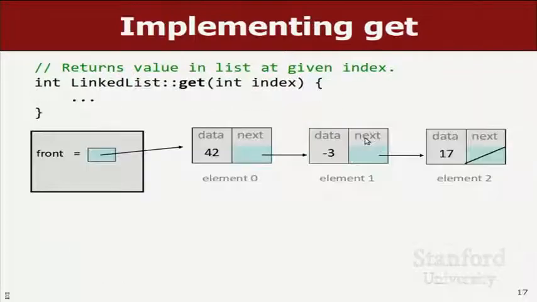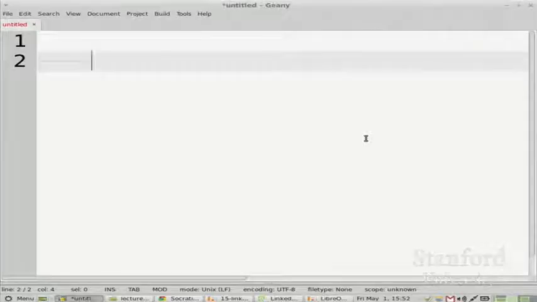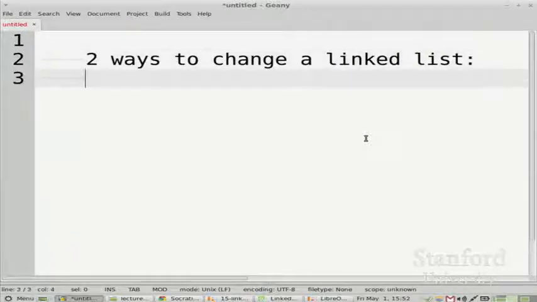Okay? And so this leads to, I don't remember whether this is on the slide or not, but let me see if it is. No. Well, there's another kind of piece of wisdom here. There's kind of two ways to change a linked list. I should probably have this in my slides. Number one is to change the front. Say front equals something. Because if the front is the start of the list, I could make the start of the list be somewhere else. And now I've changed the list.